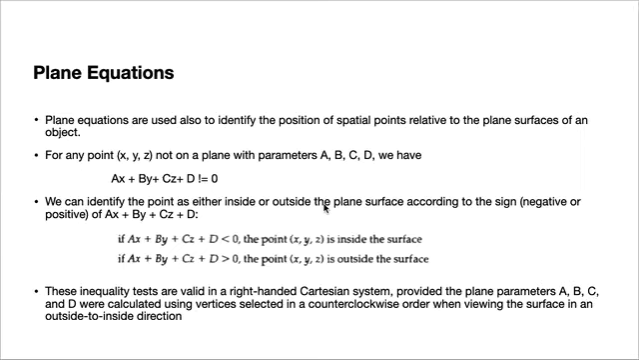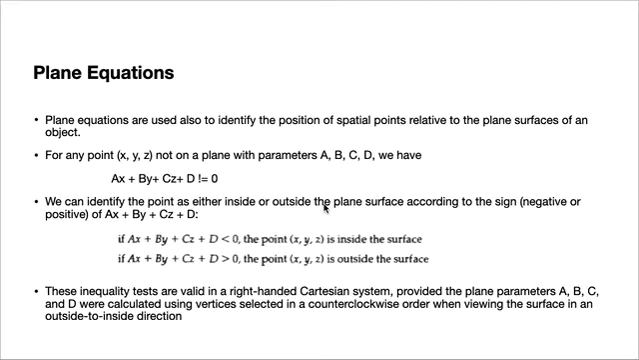That is, if ax plus by plus cz plus d is a negative value, less than 0, then that point x, y, z is inside the surface, and if the value ax plus by plus cz plus d is greater than 0, that means it is outside the surface. So, simply you can understand which face, the inside face or the outside face of a surface, is visible. Okay, so this can be understood by using this simple equation.